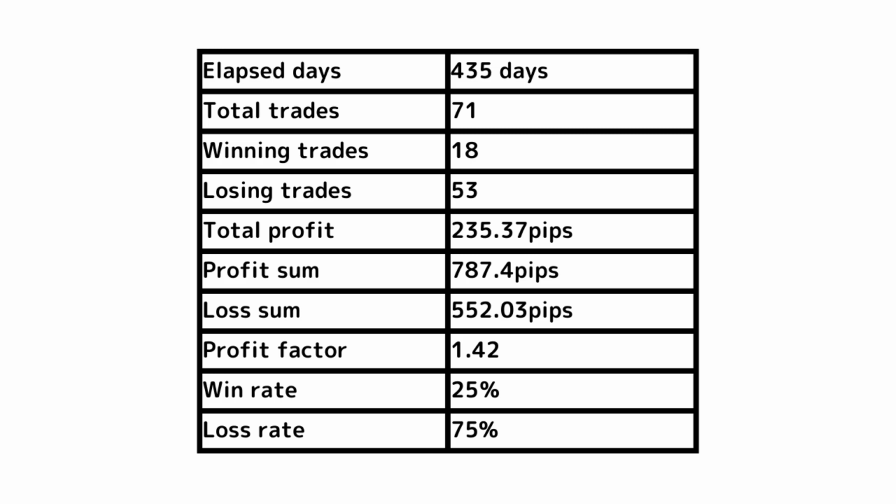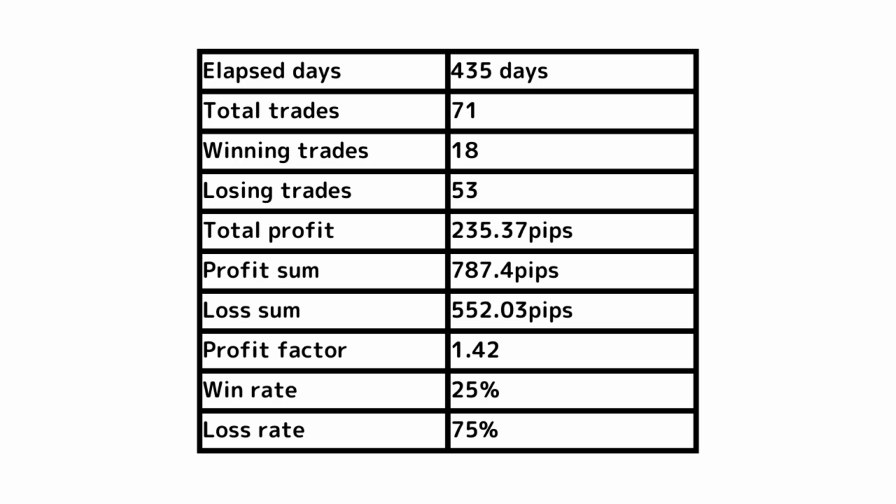Elapsed days, 435 days. Total trades, 71. Winning trades, 18. Losing trades, 53. Total profit, 235.37 pips. Profit sum, 787.4 pips. Loss sum, 552.03 pips. Profit factor, 1.42. Win rate, 25%. Loss rate, 75%. End of the MA ribbon indicator strategy.